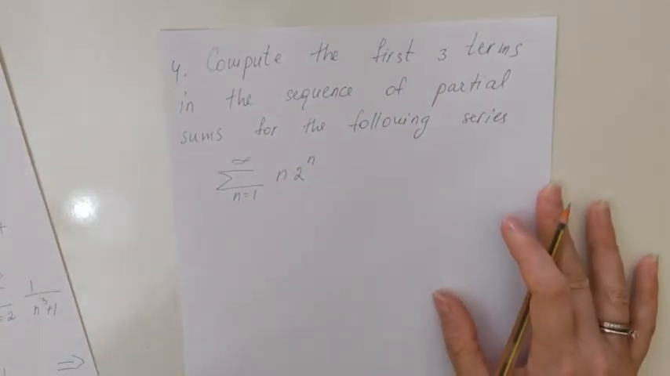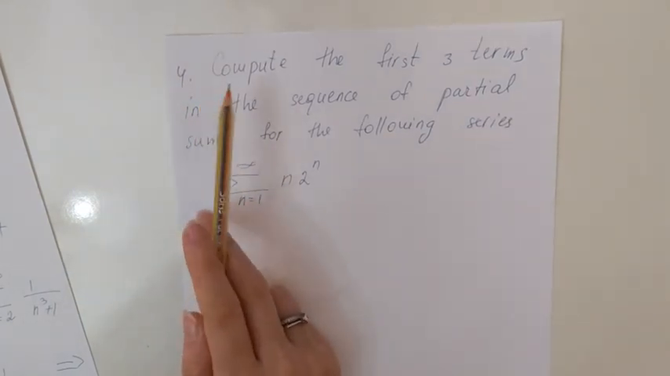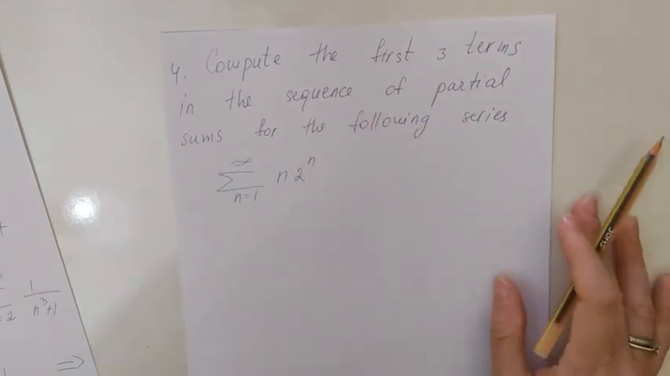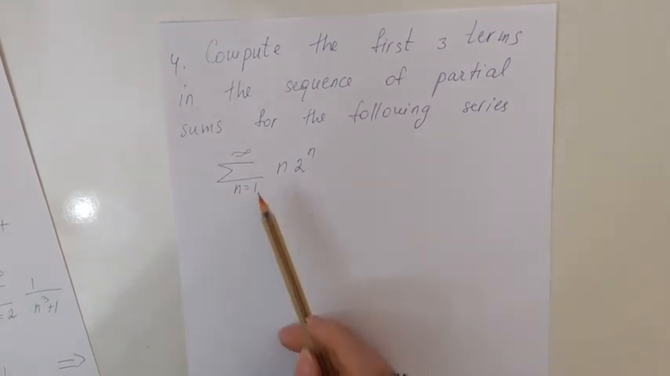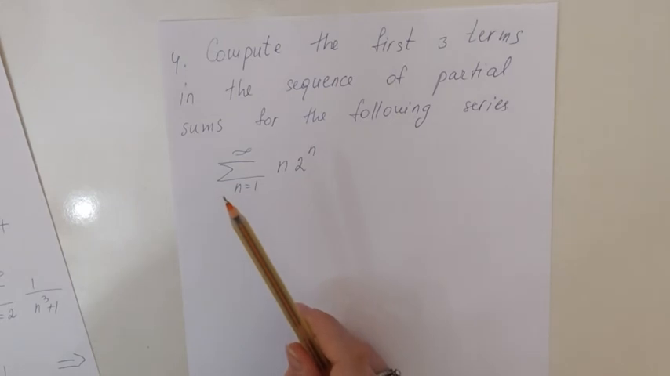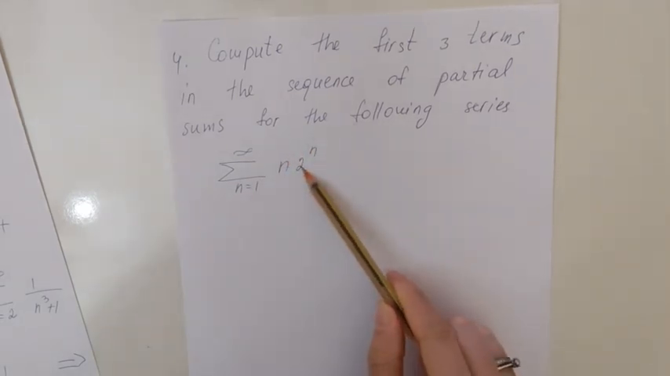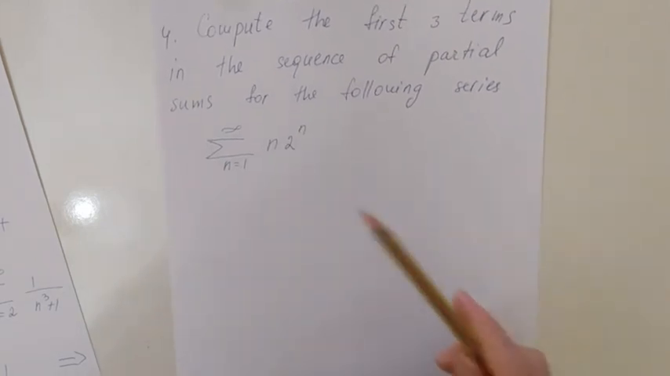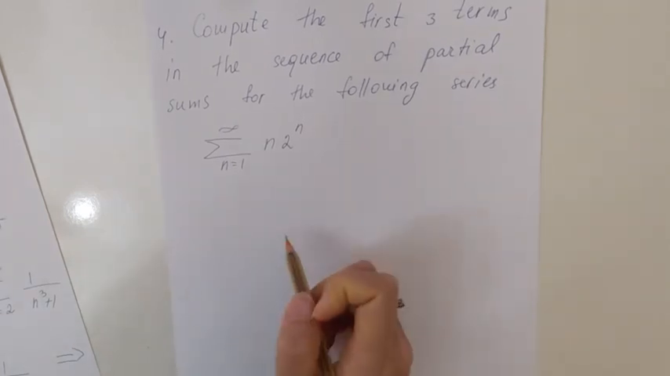And finally, compute the first three terms in the sequence of partial sums for the following series. Solution. Remember that the nth term in the sequence of partial sums is just the sum of the first n terms of the series. So computing the first three terms in the sequence of partial sums is pretty simple.